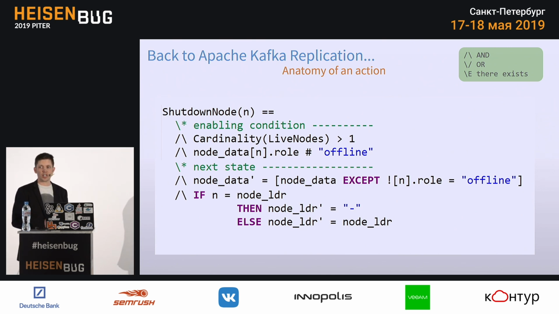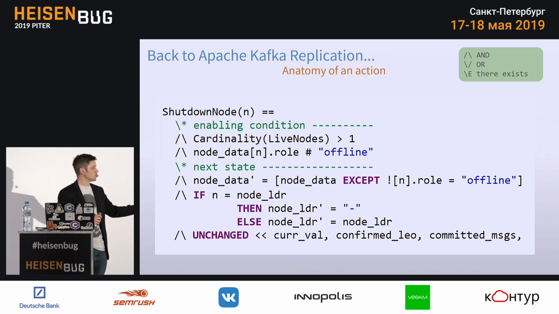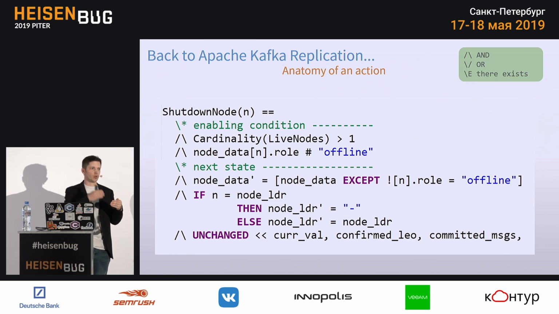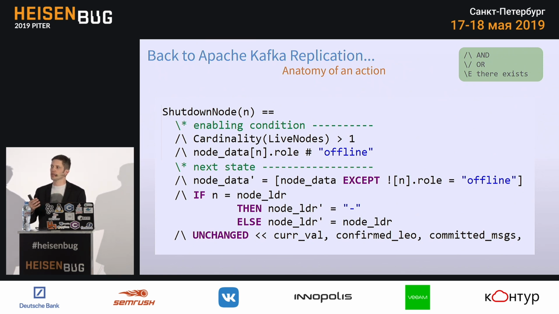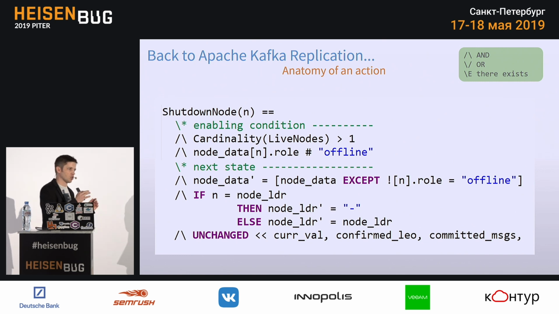And we'll also need to modify the leader node variable. So if n is the leader, then the node leader in the next state will be dash, signifying that there is no leader. Else it remains unchanged. And anything else, we can use the unchanged keyword, because every time we execute some action, we cannot just say what it changes. We have to say what it doesn't change. Because when we go from one state to another, it includes everything. So we have to include everything. So even if we have a huge amount of variables and we only change one thing, we have to explicitly say that everything else remains unchanged.